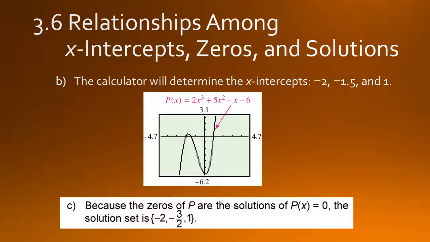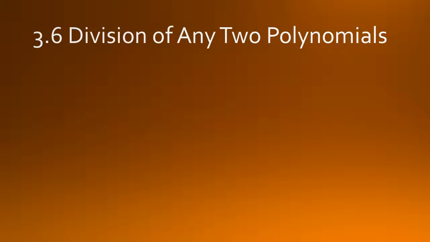Graphing it on the calculator, we can verify that -2, -1.5, and 1 are all intercepts. That just happens to be the numbers that we used when we did the synthetic division. And the solution set, because the zeros of p are the solution set of p of x equals 0, the solution set is -2, -3/2, and 1. The point of this is to show you, or to reinforce, that x-intercepts, zeros, solutions, these are all the same x values. They're all related. They all mean the same thing.